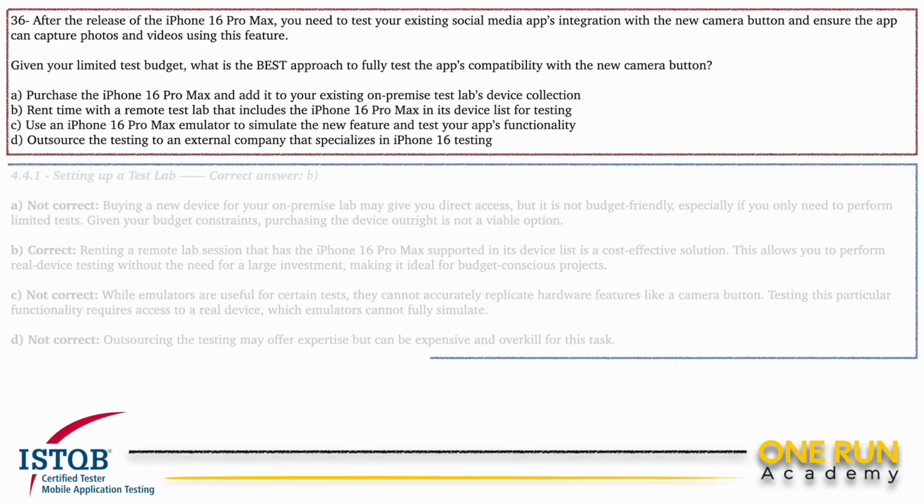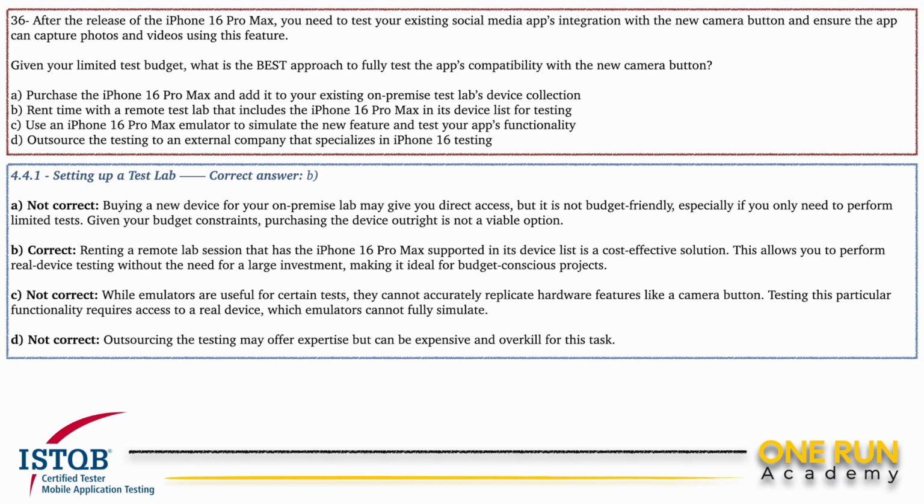Starting with option A. This option suggests buying the new iPhone 16 Pro Max and adding it to your existing on-premise test lab. Now, having the device in-house might sound like a great idea because it gives you direct access to test all the features hands-on. But given your budget constraints, this is not the best option. iPhones are expensive, and the iPhone 16 Pro Max starts from $1,200. So, unless you plan to extensively test on this device over a long period, purchasing it just for a few tests might not be a wise use of your budget. So, this is not the most cost-effective approach.